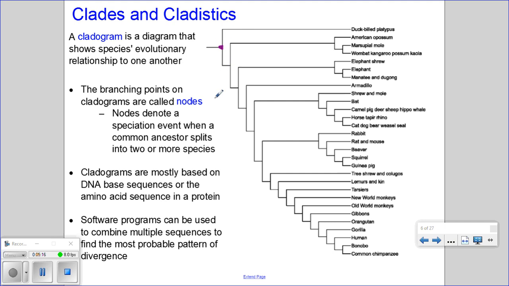Now, the cladograms that we will mostly consider are based on DNA sequences or amino acid sequences in a protein. So it compares DNA sequences between organisms and then determines their evolutionary relationship in that way. Now, because these DNA sequences are very large, and amino acid sequences, we can have hundreds to thousands of amino acids in a particular protein. Software programs can be used to combine multiple sequences to find the most probable pattern of divergence or evolutionary relationship between organisms.